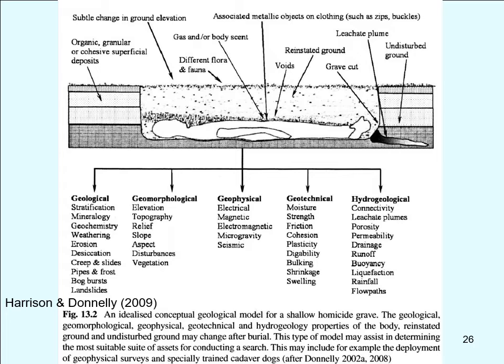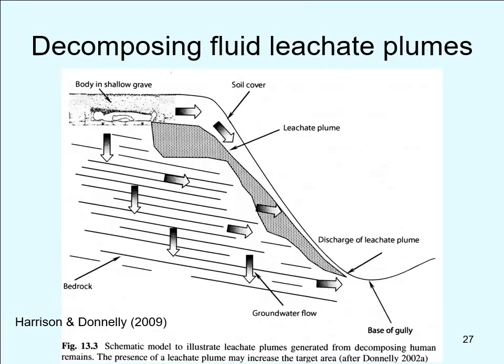This is a burial, as an example; it could be other things as well. What particular targets are you looking for? Can you see undisturbed versus disturbed ground? Can you see the grave cut? Can you see the disturbed soil? Maybe it has a different elevation from the background, different flora and fauna perhaps. It will certainly have higher porosity and permeability than the background areas. Are there any associated artifacts on the body itself that you could pick up? Is it going to actively decompose? You can pick up the decomposition. So there are lots of other things to look for.